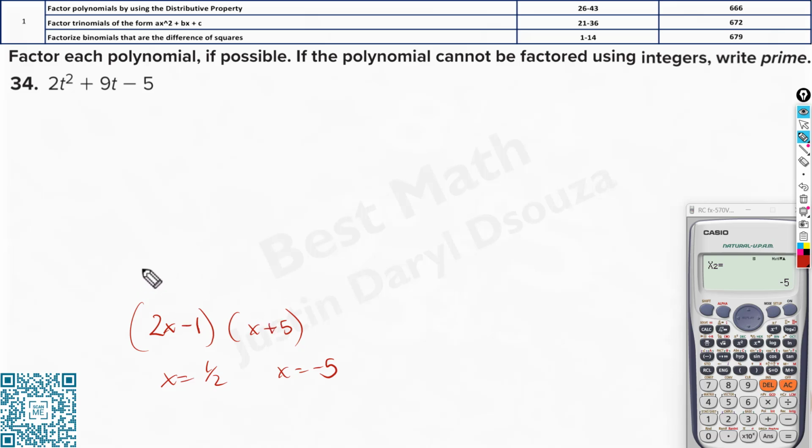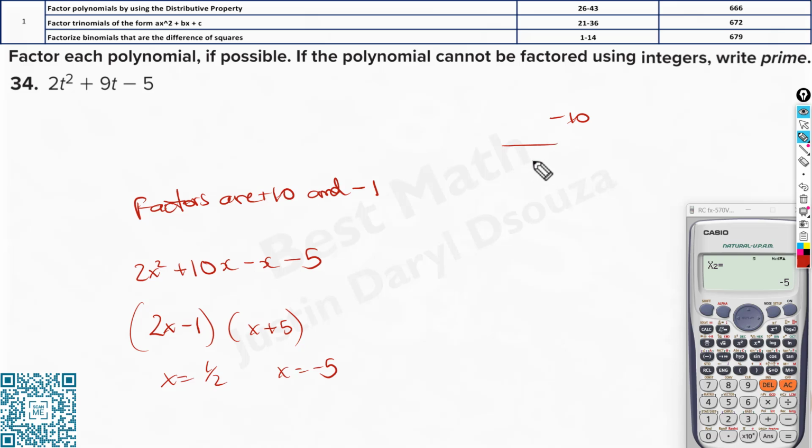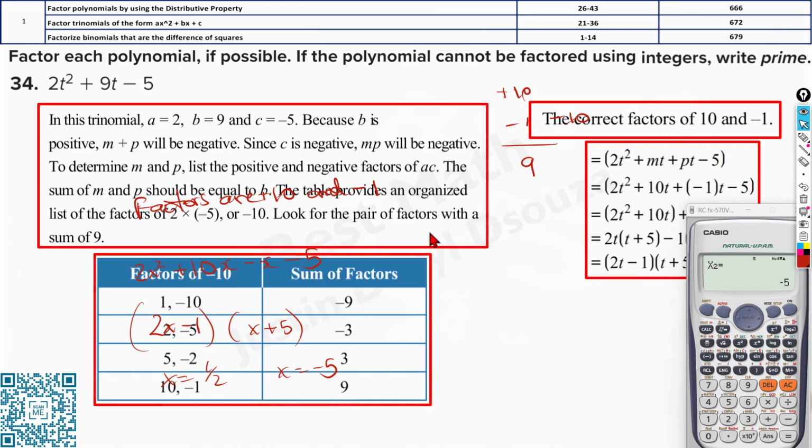Then what else? 2x multiplied by x will be 2x squared. And then we have plus 5 times 2 is 10x minus 5. And this is it. What are the factors? Factors are 10, that is plus 10, and minus 1. If there's nothing, it's minus 1 basically. Now you can see over here 2 times minus 5 will be minus 10, and over here we have 9. Let's multiply 10 and minus 1. You'll get minus 10 because the negative sign is there, and add them up, it'll be plus 9. And that's it. So it's so easy with this calculator method.